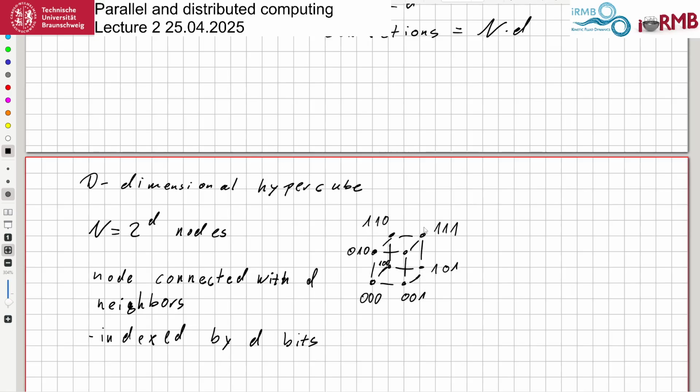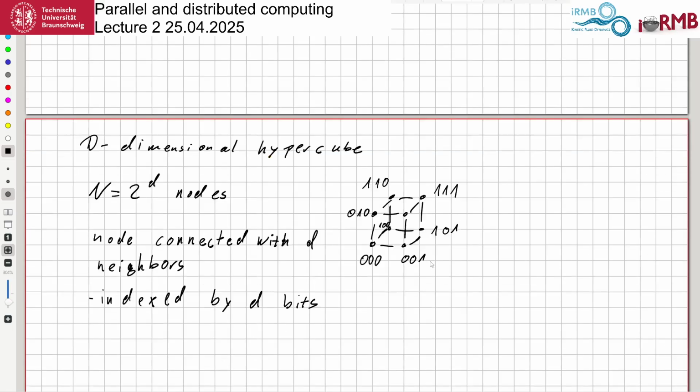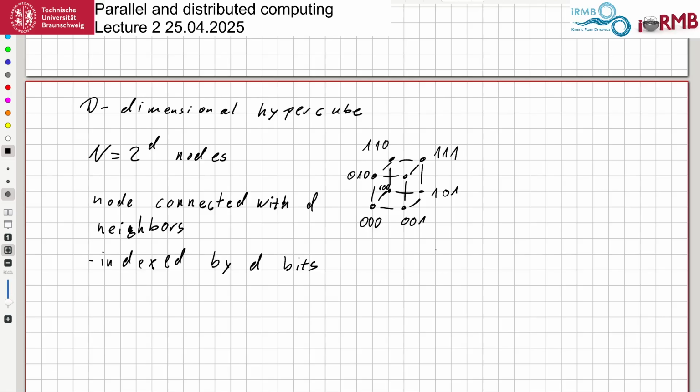So by knowing these indices, it is pretty easy to find a way through this network. Yeah? Because we can put our paths through this kind of network by changing one bit at a time.